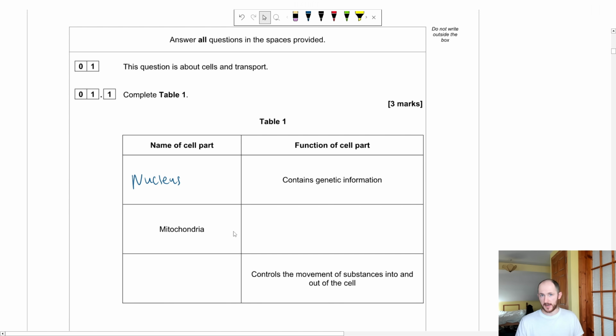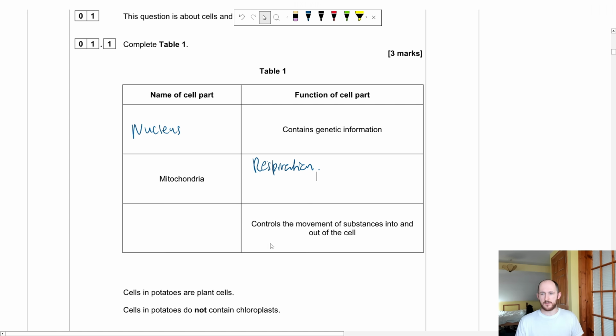The mitochondria, all you have to do is write respiration. However, if you say aerobic respiration, that is also fine. Manufacturing ATP is also fine. The only thing you can't say is anaerobic respiration, because that is wrong. So anything along the lines of producing ATP, respiration, aerobic respiration will get you the marks.